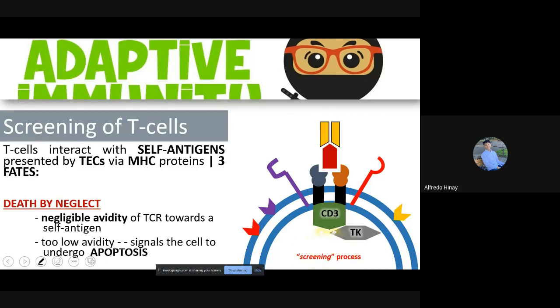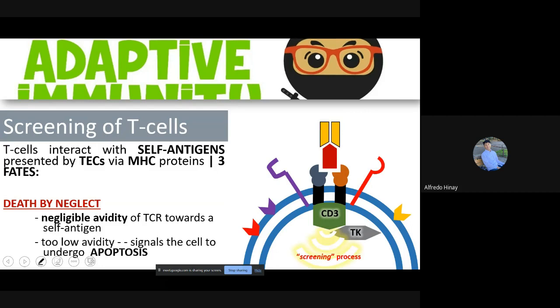So we have, class, three fates. Okay, so tulo ka buok ang pwede agian ni lymphocyte. So first, you have your death by neglect. Yan. Okay, so negligible avidity of TCR towards a self-antigen.